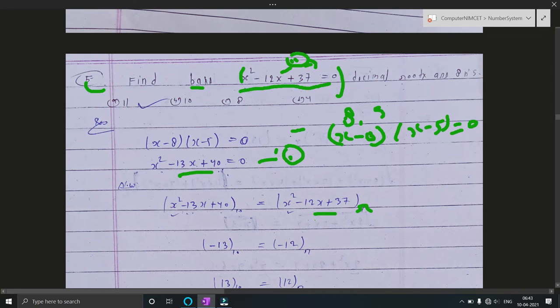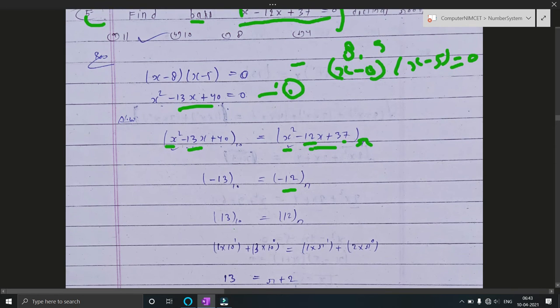Okay, let the base be r. Now, just comparing, you can compare the x square coefficient with the x square coefficient, the x coefficient with the x coefficient, and the constant term with the constant term. So just compare minus 13 to minus 12. Minus 13 is the coefficient of x in decimal form, and minus 12 is the coefficient of x in base r. The minus signs can be cancelled out, so I don't think there will be a problem.